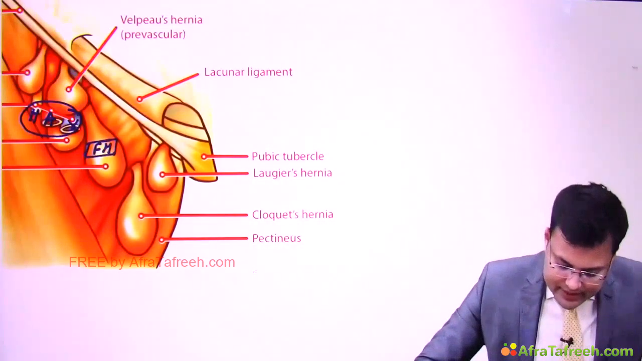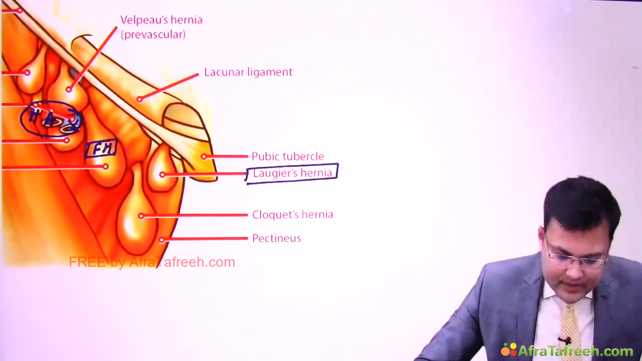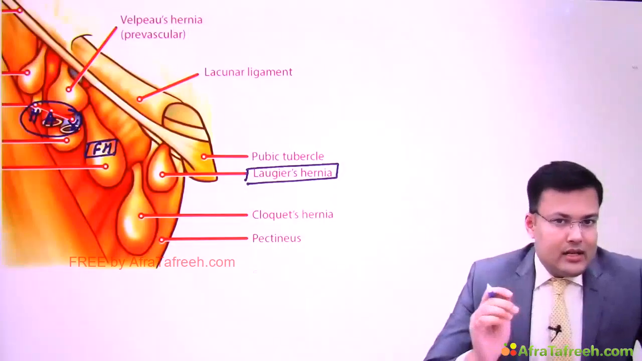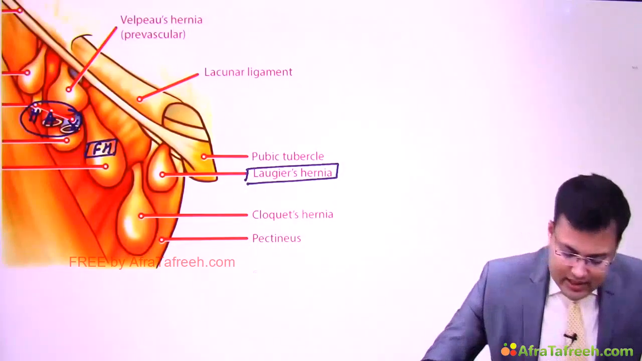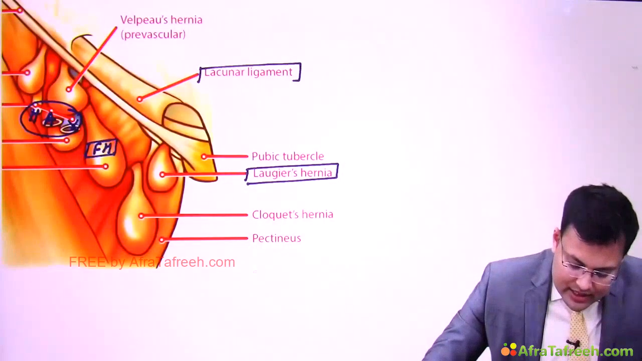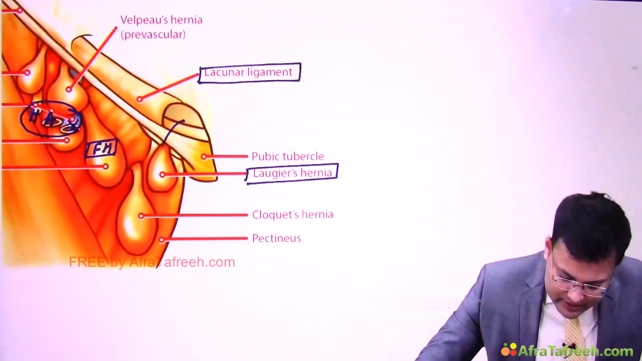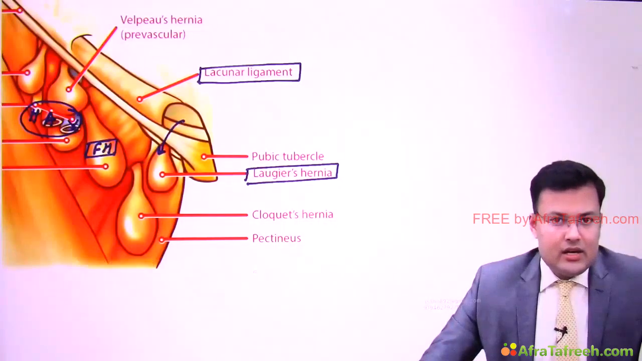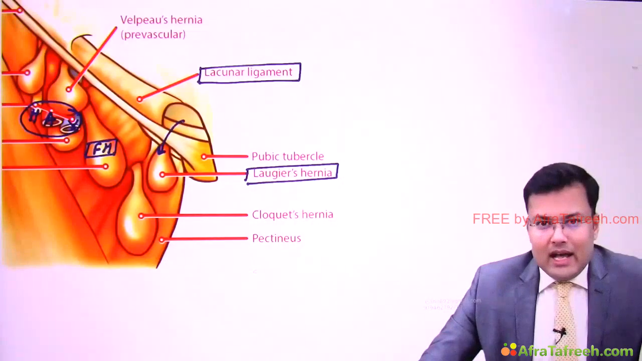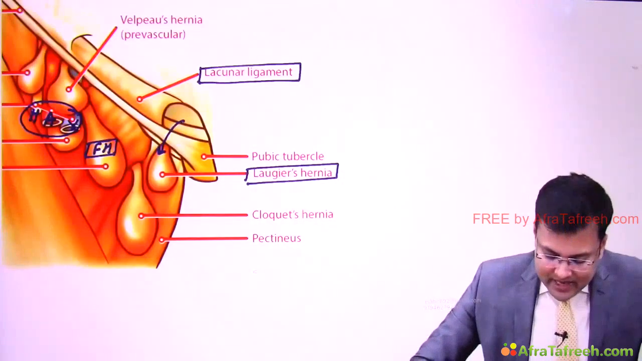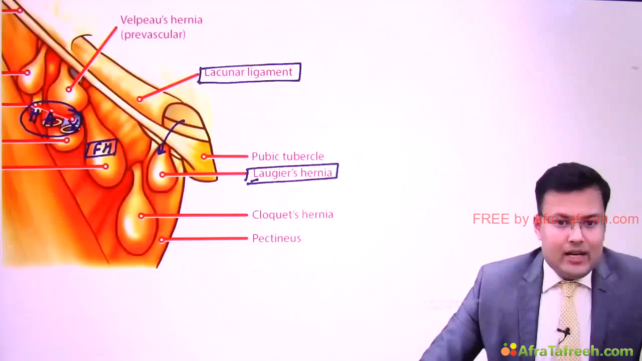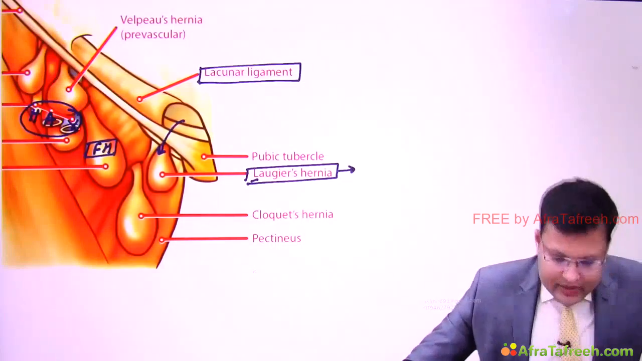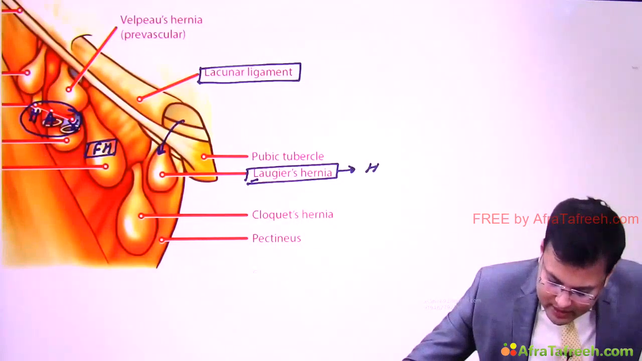Clear? Now see the variants. First variant is the Logier's hernia. And here what is the problem? There is hernia through gap in the lacunar ligament. Can you see? This is the lacunar ligament. So this is Logier's. How to remember? L for L. Logier's hernia, L, there is gap in lacunar ligament.